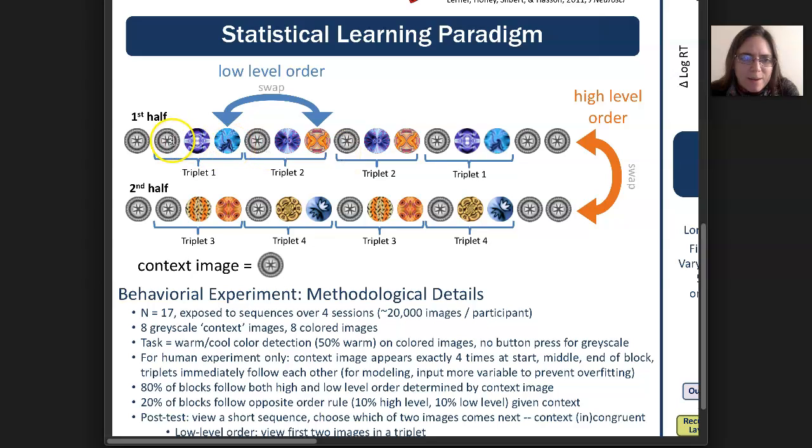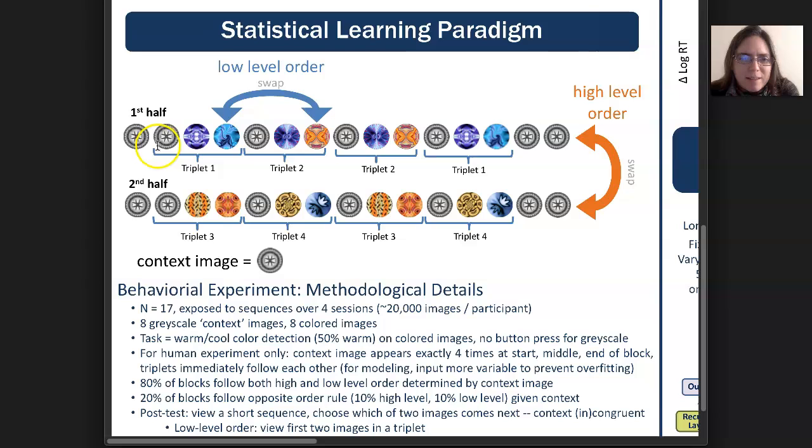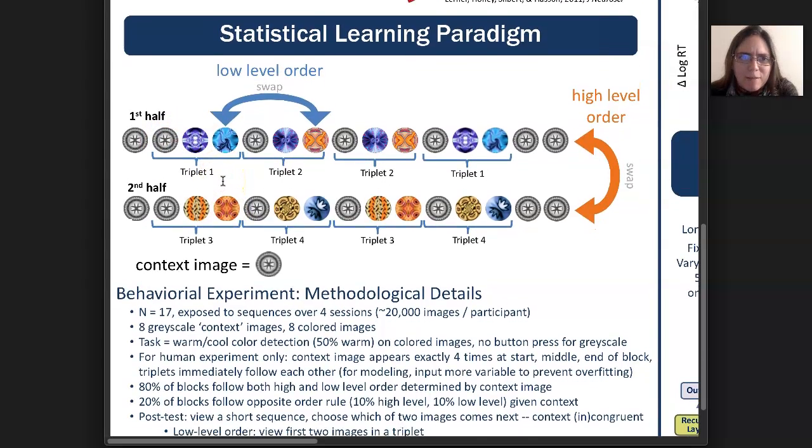Basically, depending on the identity of this first grayscale image, this purple funky dude might be followed by a blue guy, or it would be followed by this red guy. Because that's contingent on the first image, which is the context image, it's composed of these triplets, and there's this contingency between the third image and the first image in each triplet. That's what we're calling the low-level order.